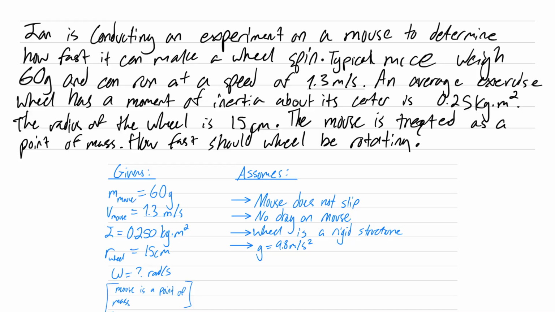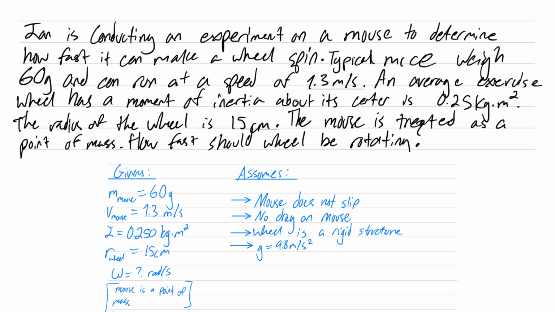In this problem, it is a mouse on a wheel and its angular momentum. Ian is conducting an experiment on a mouse to determine how fast it can make a wheel spin. Typical mice weigh 60 grams and can run at a speed of 1.3 meters per second. An average exercise wheel has a moment of inertia about its center of 0.25 kilograms times meters squared. The radius of the wheel is 15 centimeters, and the mouse is treated as a point mass. How fast should the wheel be rotating?